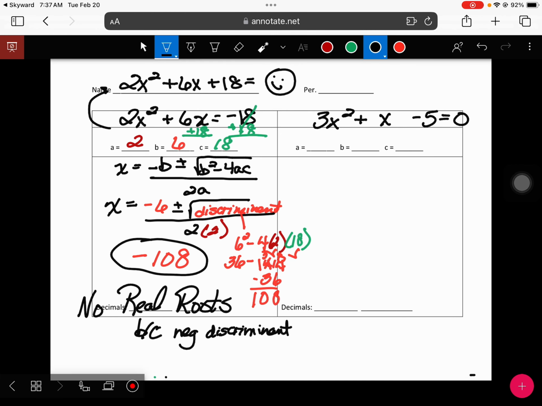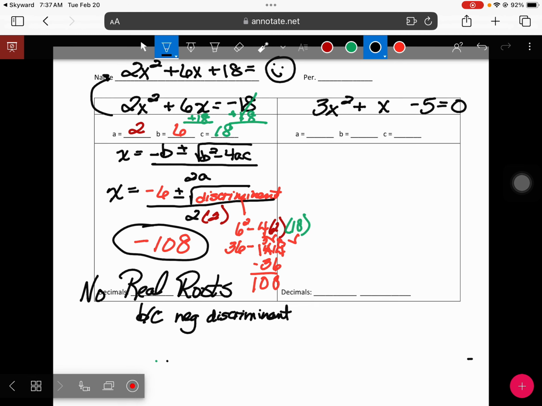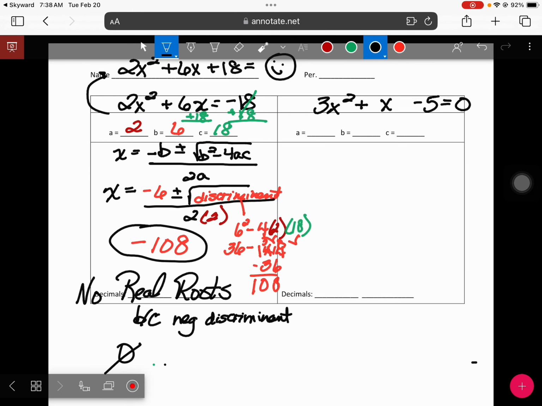You're like, huh, okay. So that's why it's a good idea to find the discriminant before you get too far along in your problem, right? Okay, any questions about that last problem? So if you end up with a negative number in your discriminant, you just say no real roots, 0 real roots, null set, okay? Any of those will work. All right, let's go to our last example.